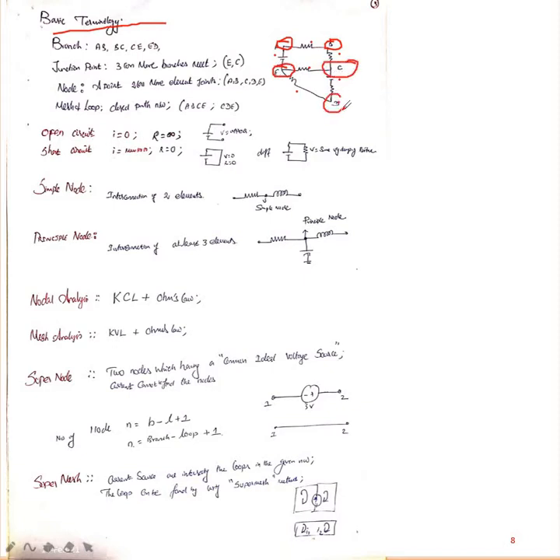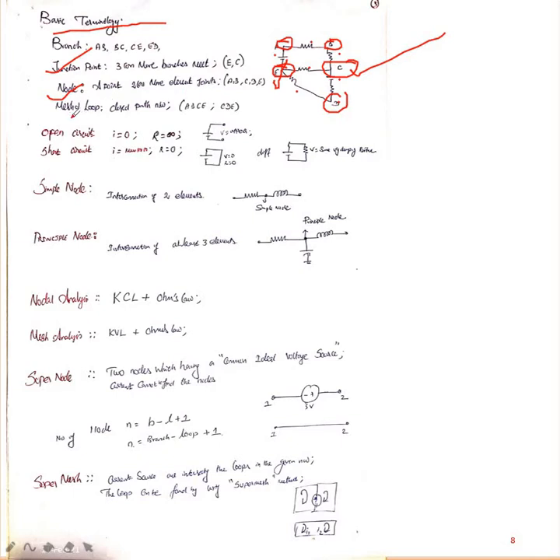The next terminology, junction. Junction means three roads and above. Three and above branches connected is called a junction. This is the junction you can say. Next, node. Node means A, B, C, D, E. All the points are nodes. Why? Because it is a point where two or more elements join.